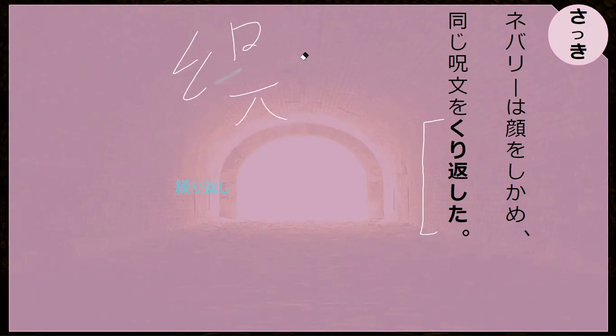Kurikaisu. I can't even guess what. Onaji jumon o kurikaishita. I repeated the same spell. Let's give a lot of space. Kurikaishita. What does the kuri by itself mean? Kind of just means a loop, I think, like to repeat. It's kind of saying repeat, repeat.